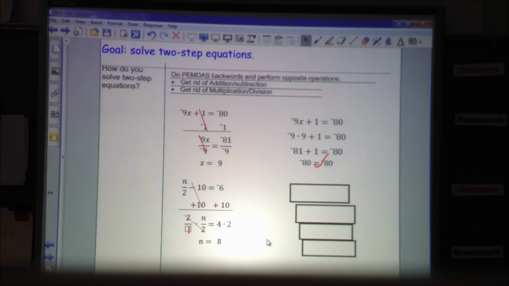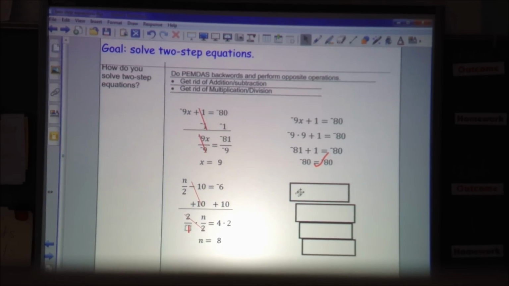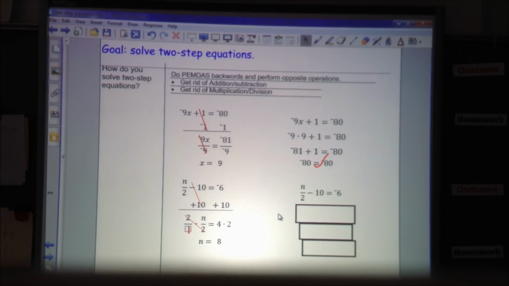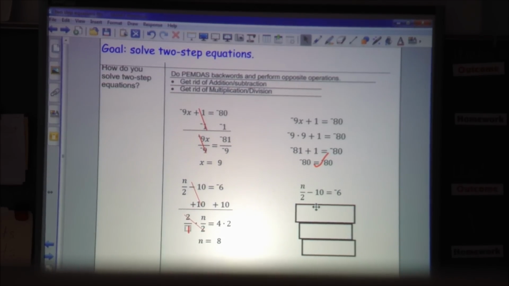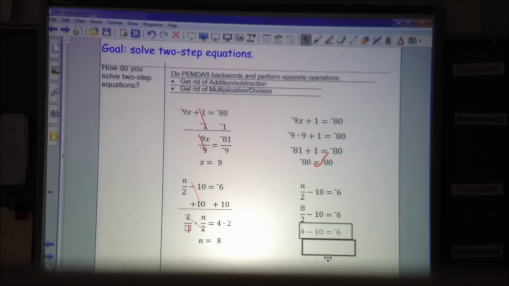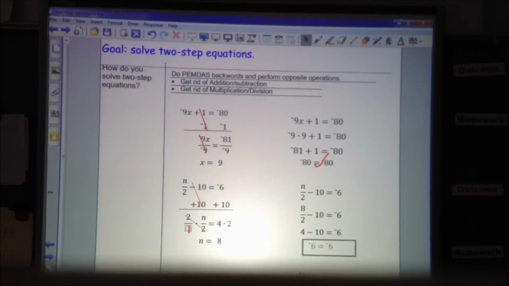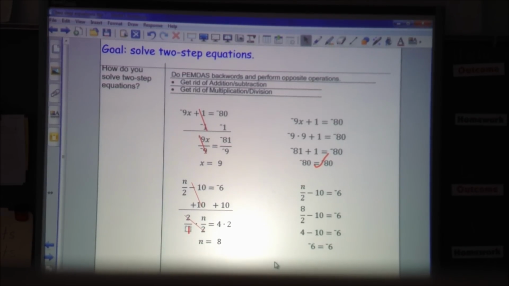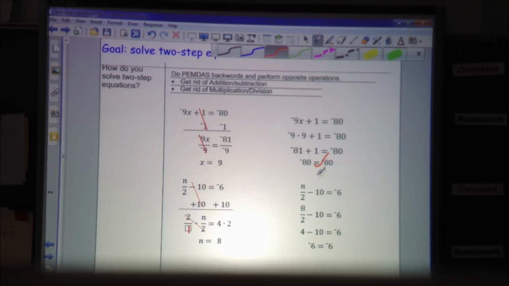And remember, I want you to check it. Plug that 8 back into the original equation. We write down the original equation, and where n is, since we said n equals 8, I plug an 8 in for n. 8 divided by 2 minus 10 should equal negative 6 if we did all of our work right. 8 divided by 2 is 4. 4 minus 10 is negative 6. So since a negative 6 equals negative 6, this one is correct also. So I'm going to give myself a little check mark. It's right.